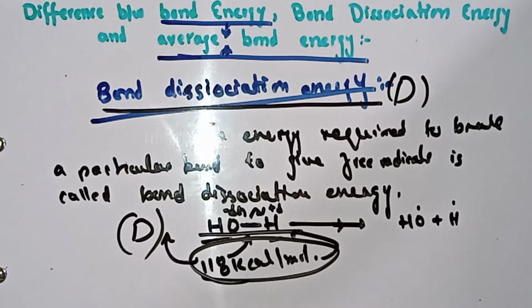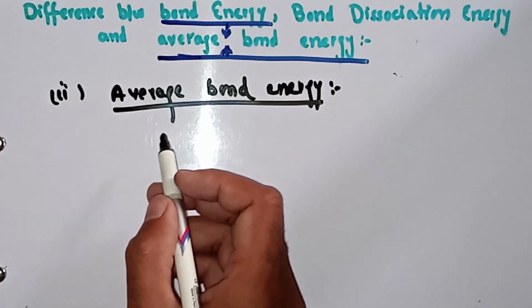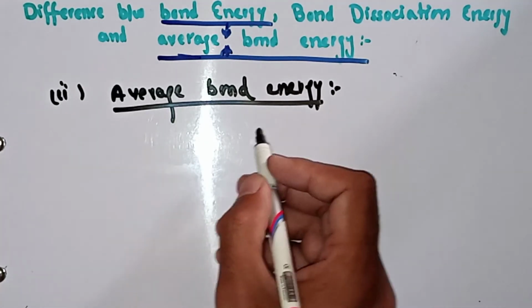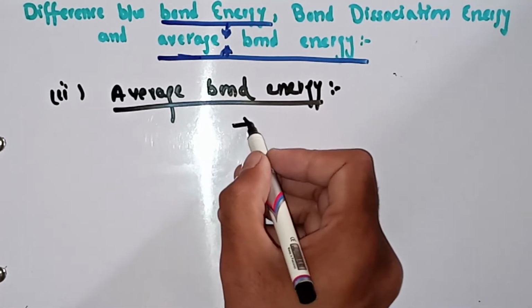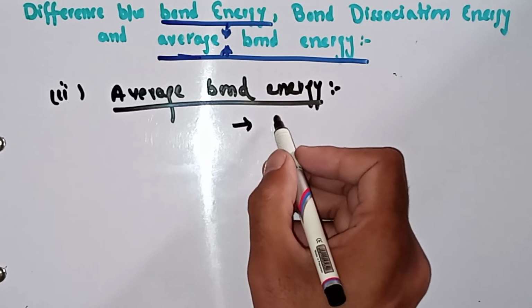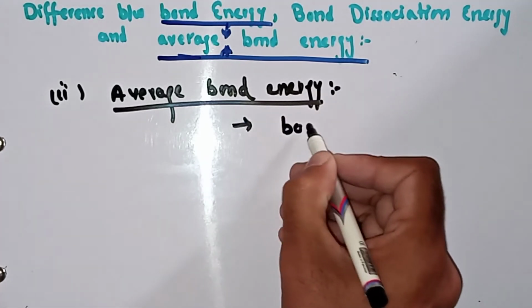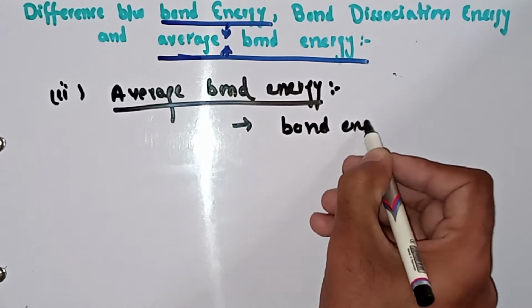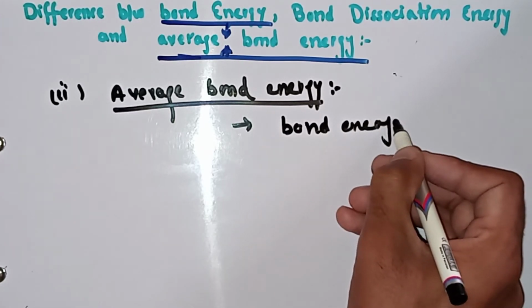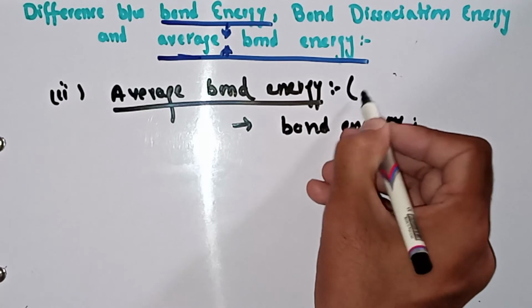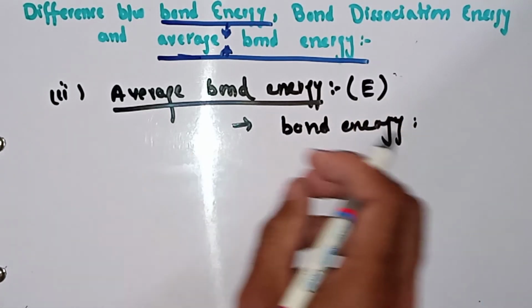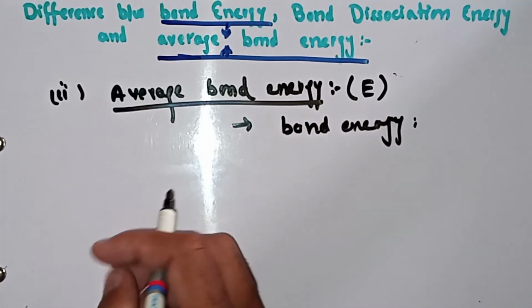Now I am cleaning the board because of lack of space. The other thing is average bond energy. What is average bond energy? Average bond energy is often simply called bond energy, and it is represented by capital E. It is average bond energy or bond energy.